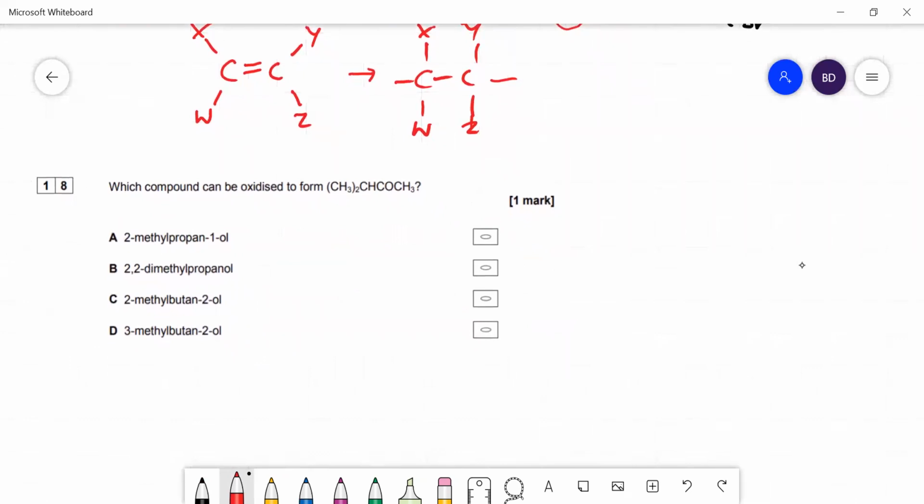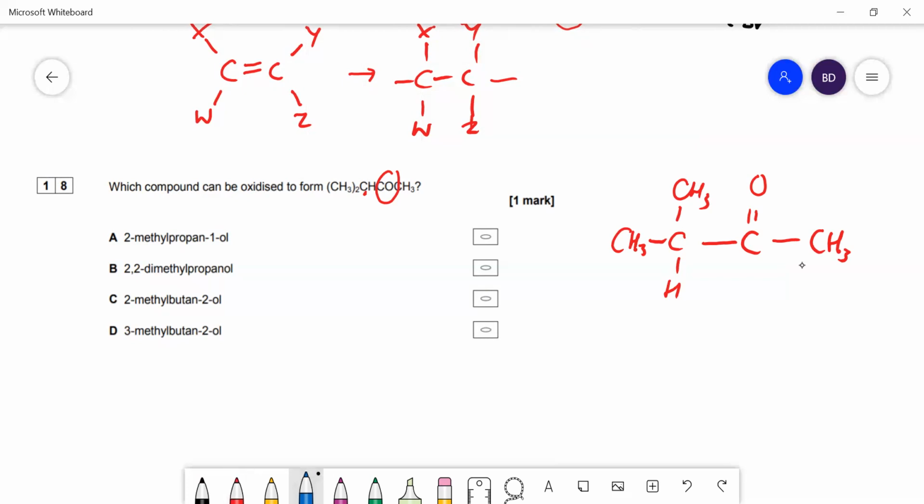Again, let's draw this out. Which compound can be oxidized to form that? So I'm going to draw it out. We've got this carbon here has got 2 methyl groups attached to it, and a hydrogen. And then it's got this, which is a carbonyl, so it's a ketone. And you've got a CH3 there. What compound can be oxidized to form that? Well, let's just see. To oxidize that, it's come from a secondary alcohol, hasn't it? And what we need is we need to get rid of that, and that becomes an OH. Right, so if you oxidize that, you get the red thing. Okay, so we're looking for that alcohol.